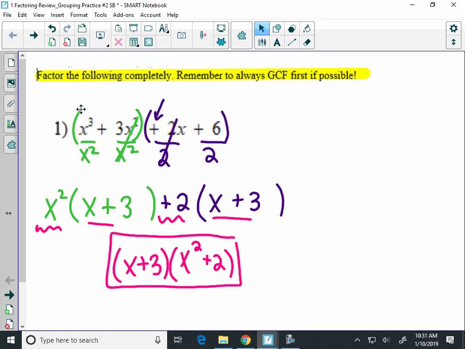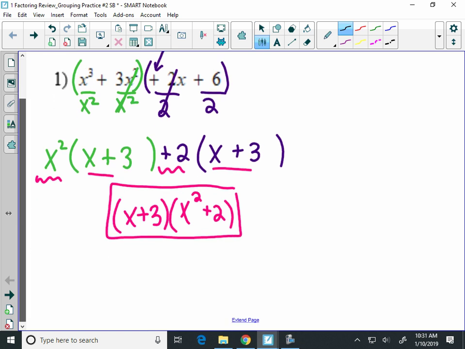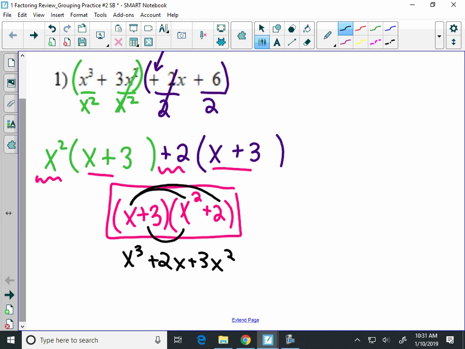If you want to check, you would have to use the distributive property here. x times x squared is x cubed. x times 2 is plus 2x, plus 3x squared plus 6. Now it's in a different order, but they're the same values as up on top, so we know we factored correctly.